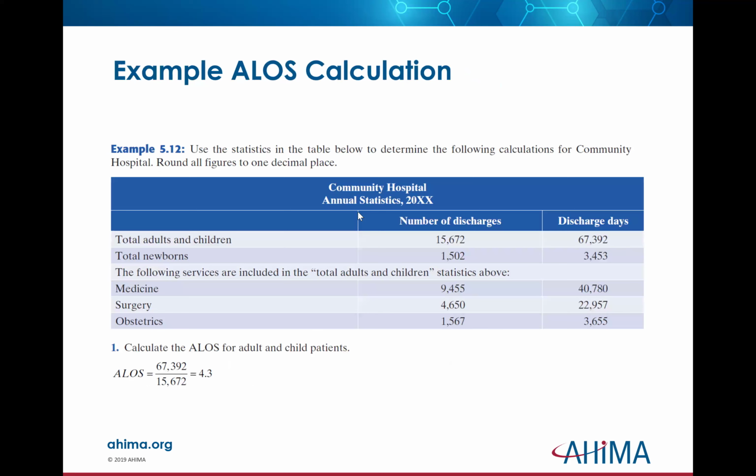So here's an example from 5.12 in your book. We have the number of discharges, right? We have 67,392 discharge days. For total number of this, we would take the number of discharge days and the number of discharges and divide that number of discharges into the total of discharge days. In this case, we get a figure of 4.3. That's the average length of stay for adults and children.